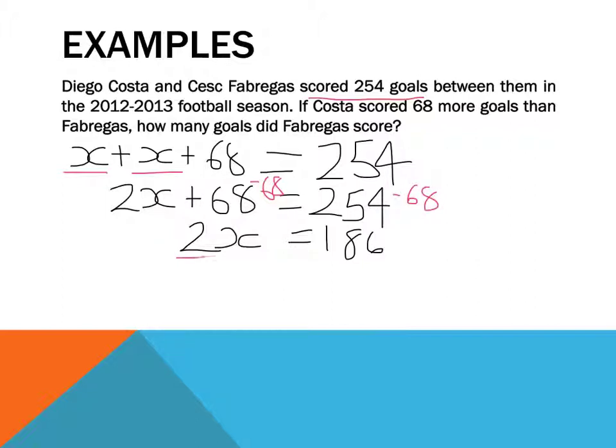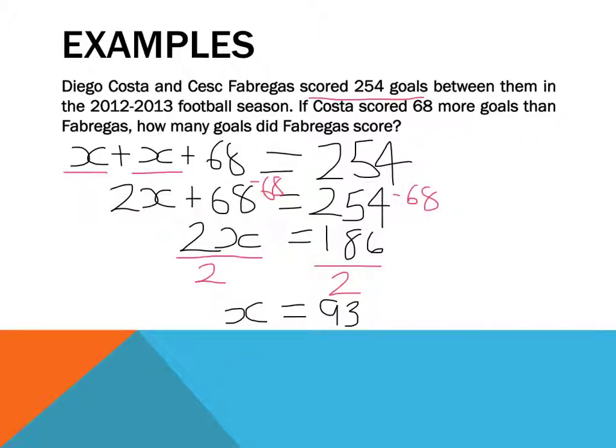In order to find out what 1x equals, I have to do the opposite operation. This is 2 multiplied by x, so I'm going to divide this side by 2 and this side by 2. So my answer becomes x equals 93.